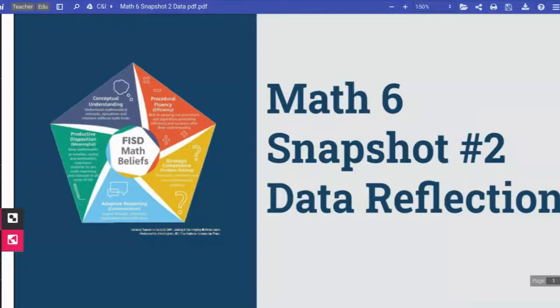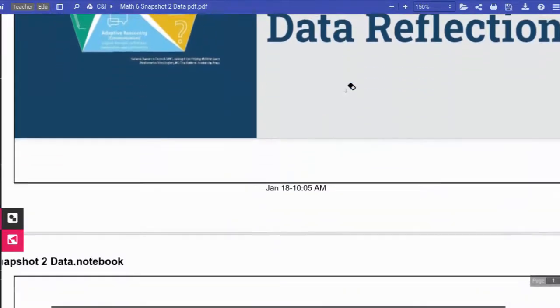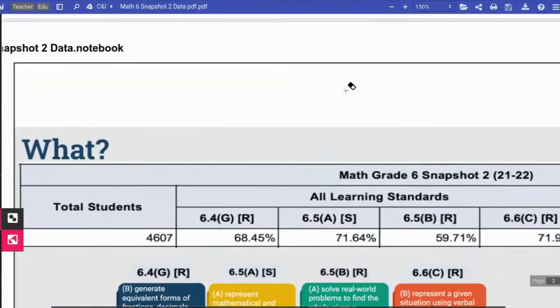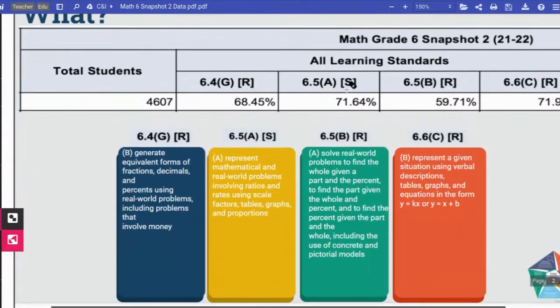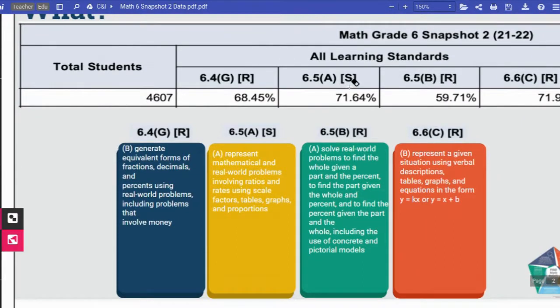In this video, we're going to go over the data reflection for Math 6 Snapshot number 2. We will look at it in terms of district perspective. All right, let's go ahead and see what standard was tested on this snapshot. In the Math grade 6 snapshot 2, there were 4 standards tested.